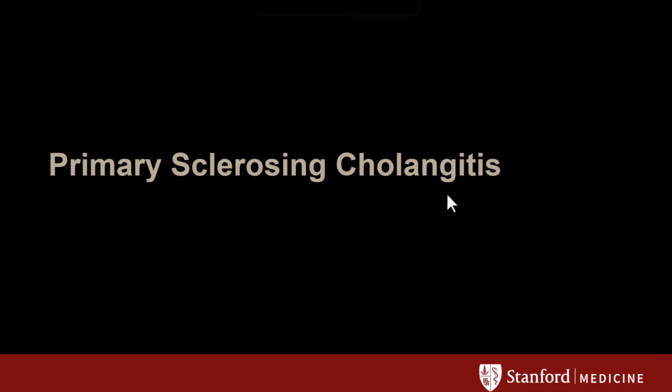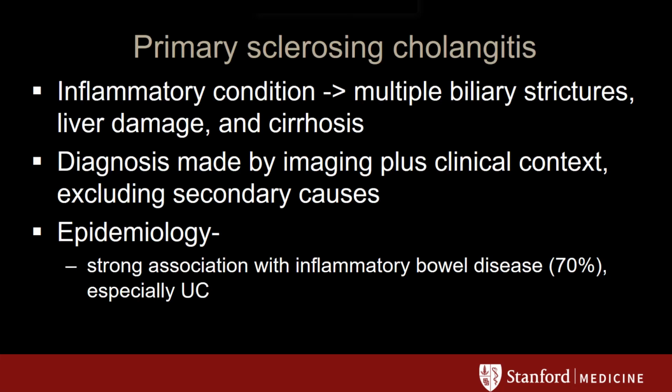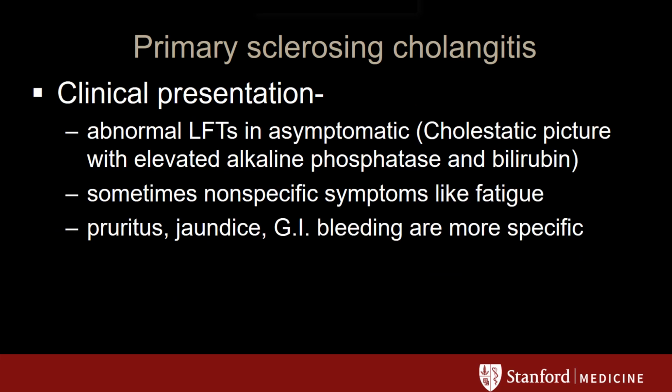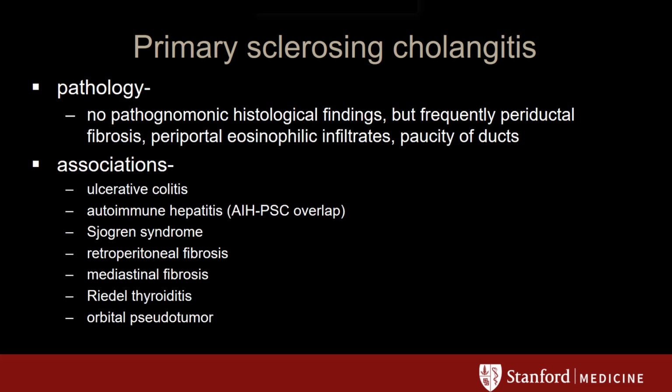Move on now to PSC. PSC is an inflammatory condition causing biliary strictures, liver damage, cirrhosis. Diagnosis is made by imaging and clinical, and it's got a strong association with IBD, especially UC. It can be asymptomatic or have non-specific symptoms. No pathognomonic histological findings, but you get periductal fibrosis, periportal eosinophilic infiltrates, and paucity of ducts, especially peripherally.